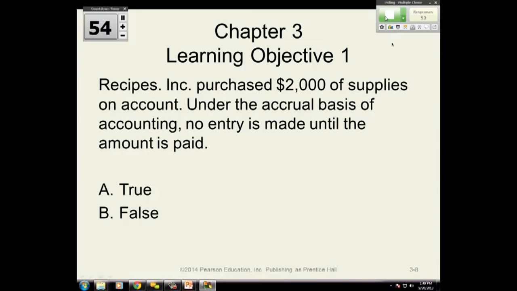So we want to know Recipes, Inc. They buy supplies on account. Now, let me just make sure. I know it's easy. I think it's easy. But if you ever need to think really hard on these things, make some journal entries. Make a journal entry. Figure out the way it should have been recorded and determine how it fits into that category. Okay?